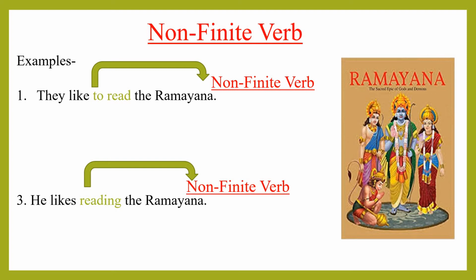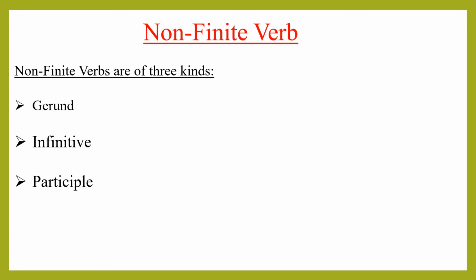Same in the second example, "He likes reading the Ramayana." Here the verb reading is a non-finite verb. Thus, a verb which is neither limited by the number and person of its subject nor changes its form is called a non-finite verb. In other words, verbs that cannot by themselves be main verbs are non-finite verbs. Non-finite verbs are of three kinds: gerund, infinitive and participle. Let's learn about them one by one.